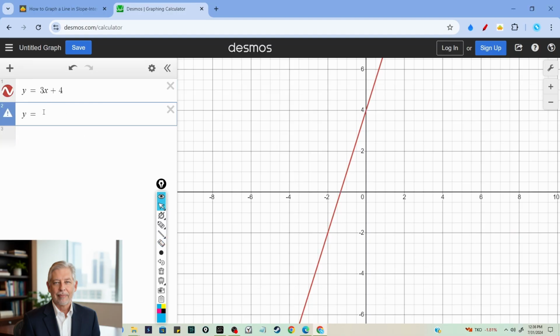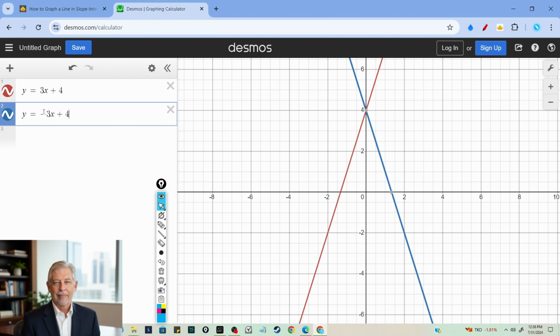Y is equal to negative 3x plus 4. What happens to the line? Instead of going up left to right, it does what? It goes down left to right. So negative slope just goes down left to right. Okay. So we know a positive slope goes up, negative slope goes down.